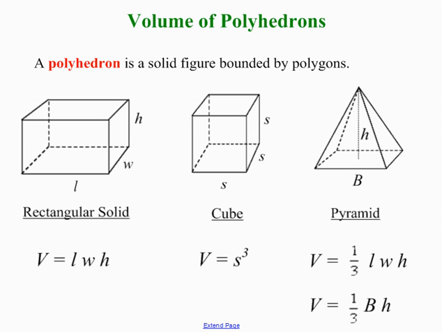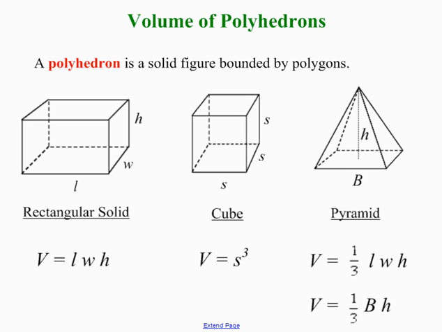You can see the volume formulas below. For the rectangular solid, it is length times width times height. If our rectangular solid happens to be a cube where all sides are equal, we have volume equals S cubed, S standing for side length.